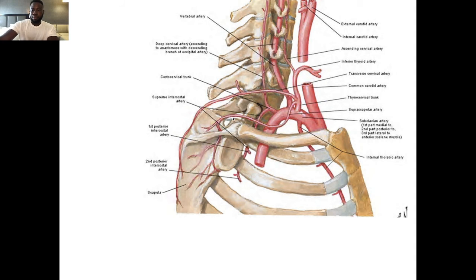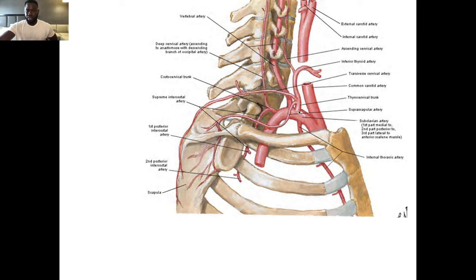Now this image summarizes what we just talked about. So just a quick review of it. So this is the subclavian artery over here. You can see it, and you see the internal thoracic running under the ribs, and then it runs this way. Okay, and it even gives us some branches to the breast. So the mammary branches will all come from this internal thoracic.